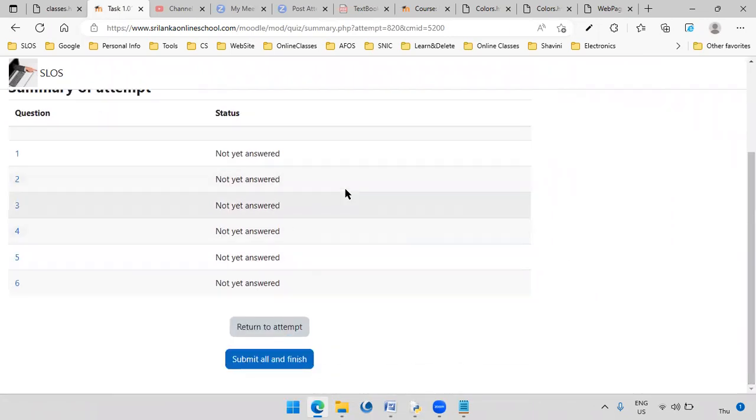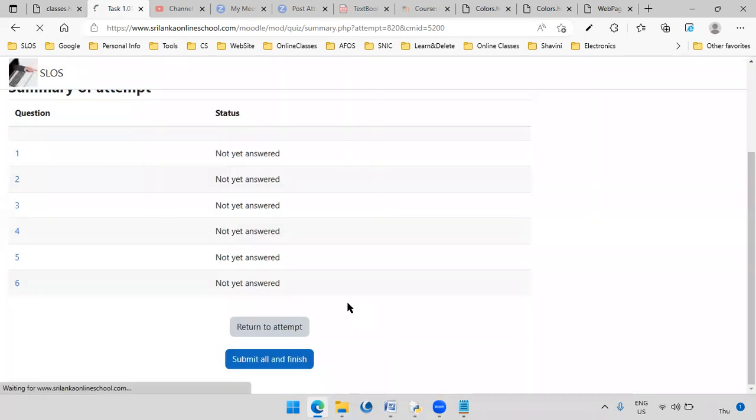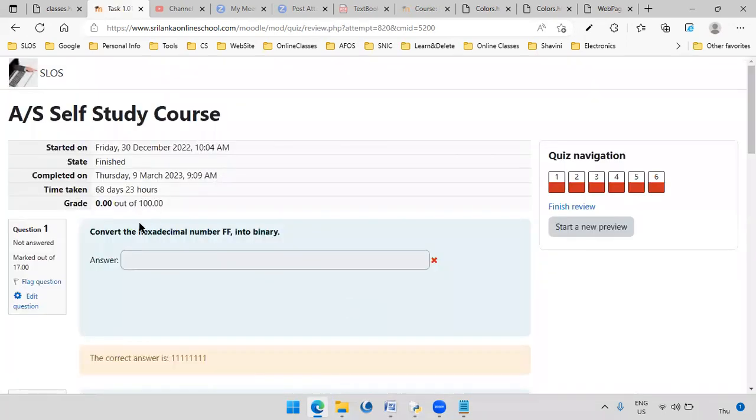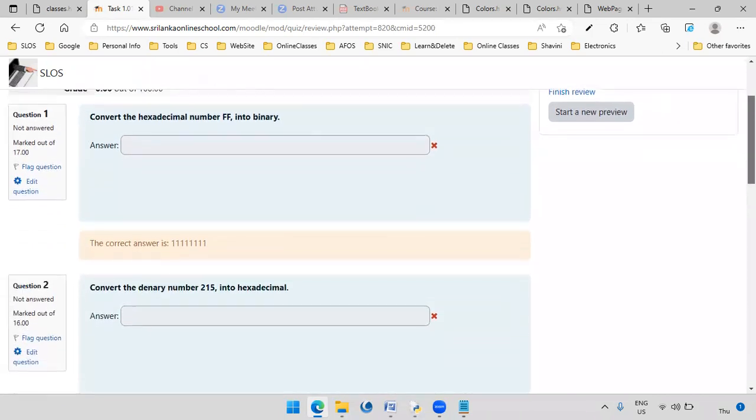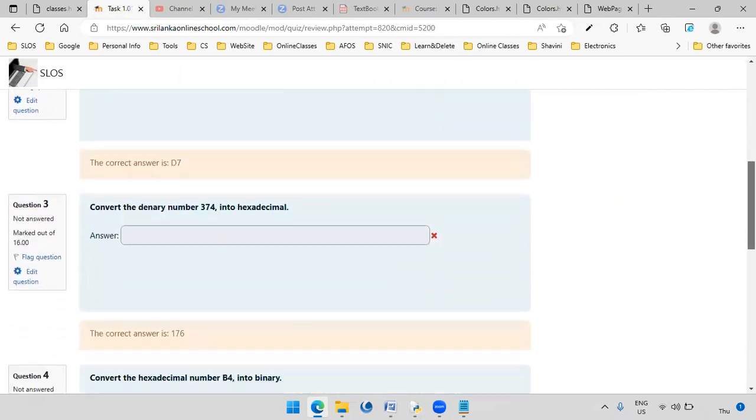Here, of course, not yet answered, but when you answer, it will say answered, and either return to attempt or submit all and finish. Then again, you have to submit all and finish. Then it will give you the results. Yeah? 0, because all are wrong. This red is wrong, because I didn't answer it. And the correct answer is also given. So you can learn, if there's a mistake, why it is wrong. Okay.